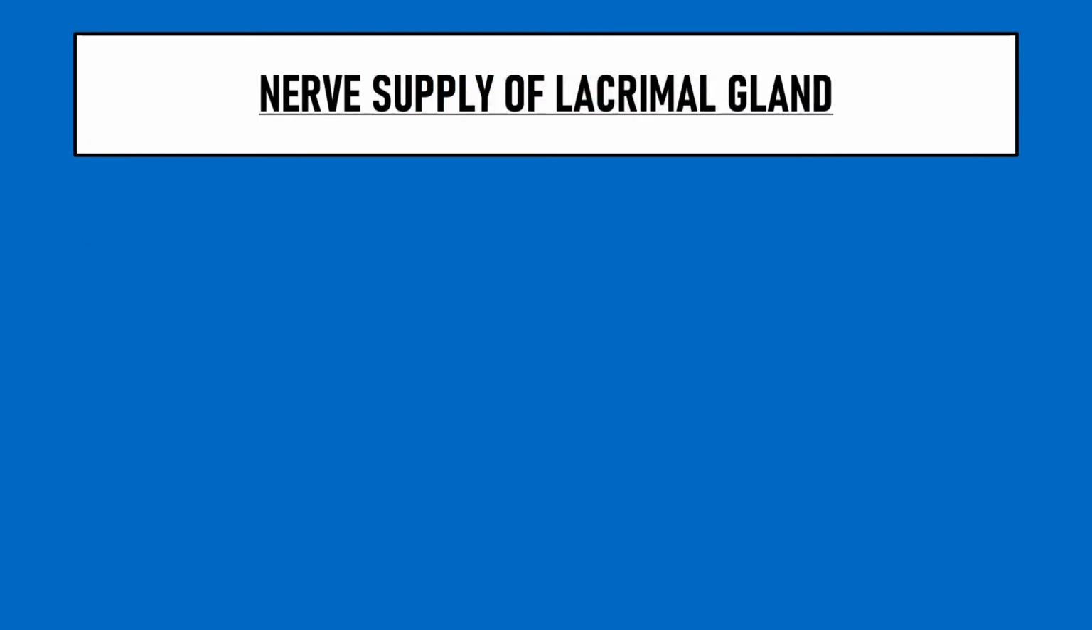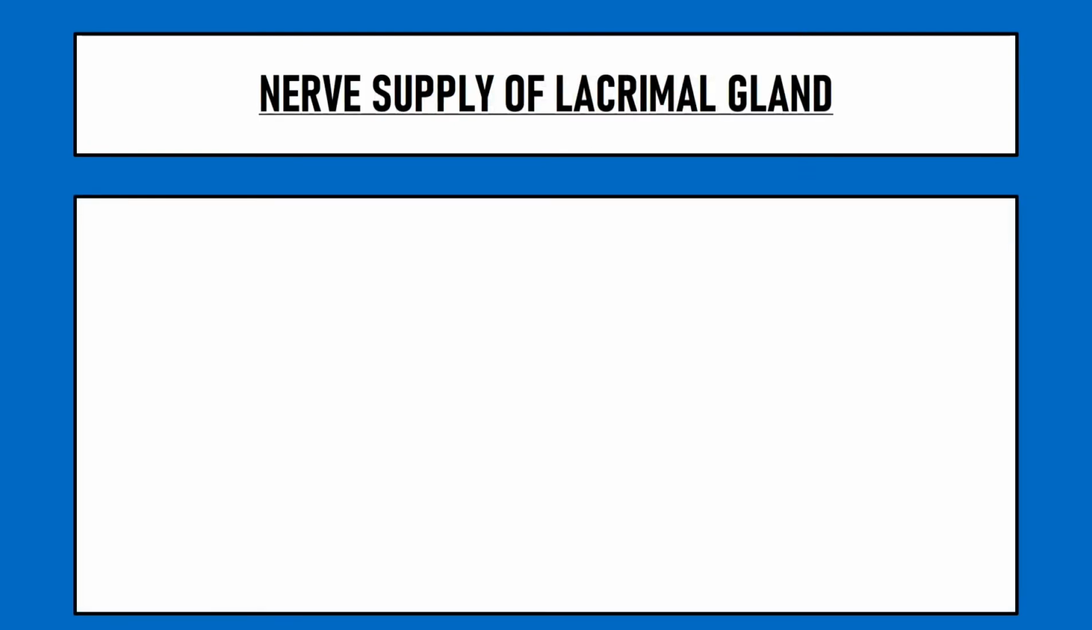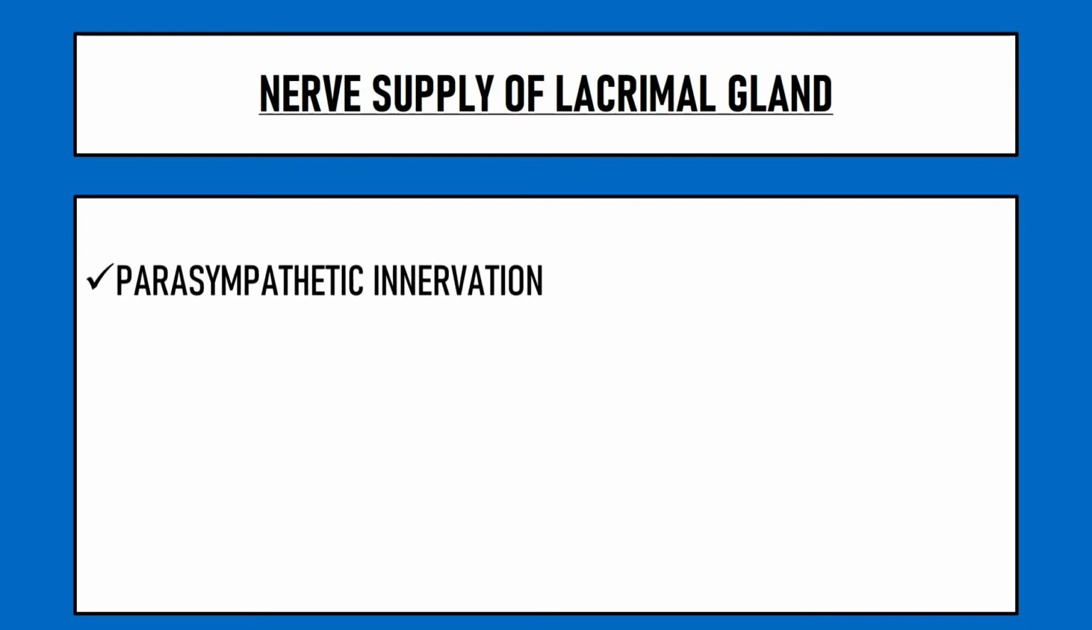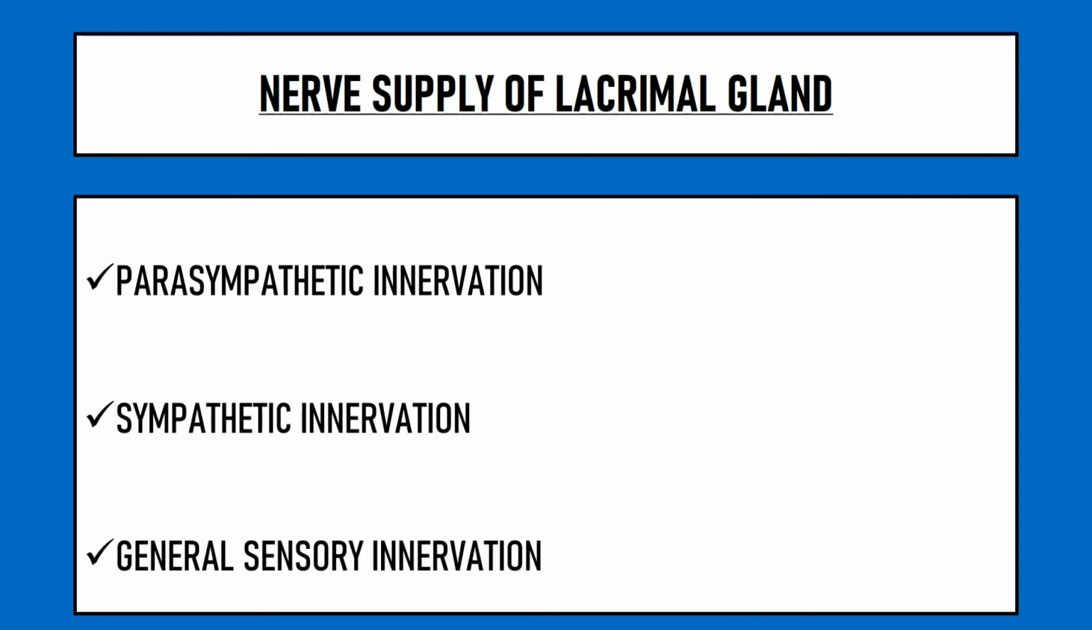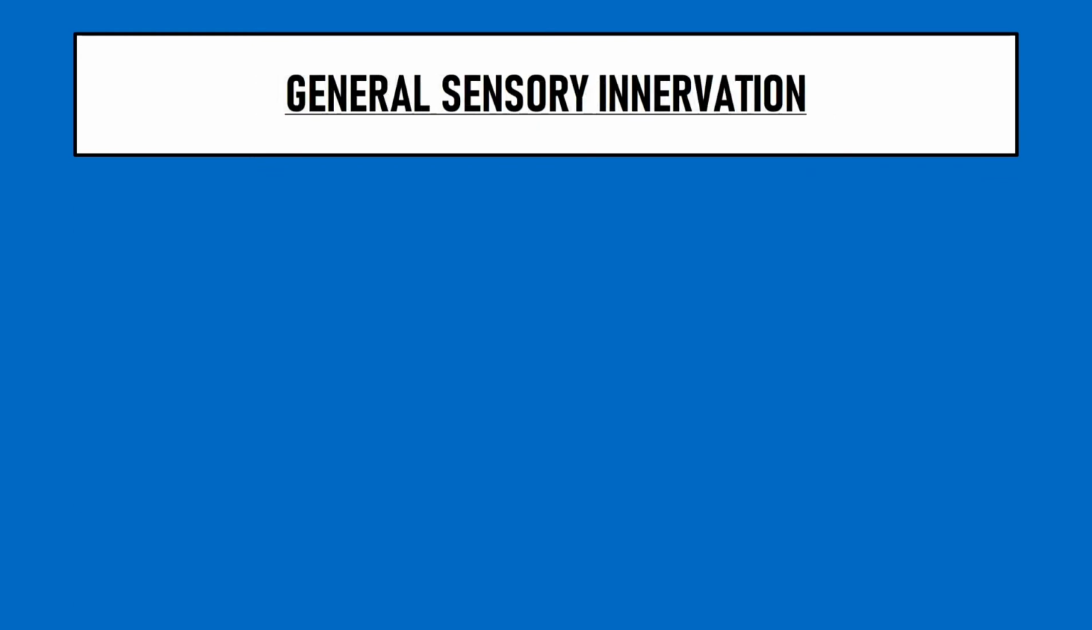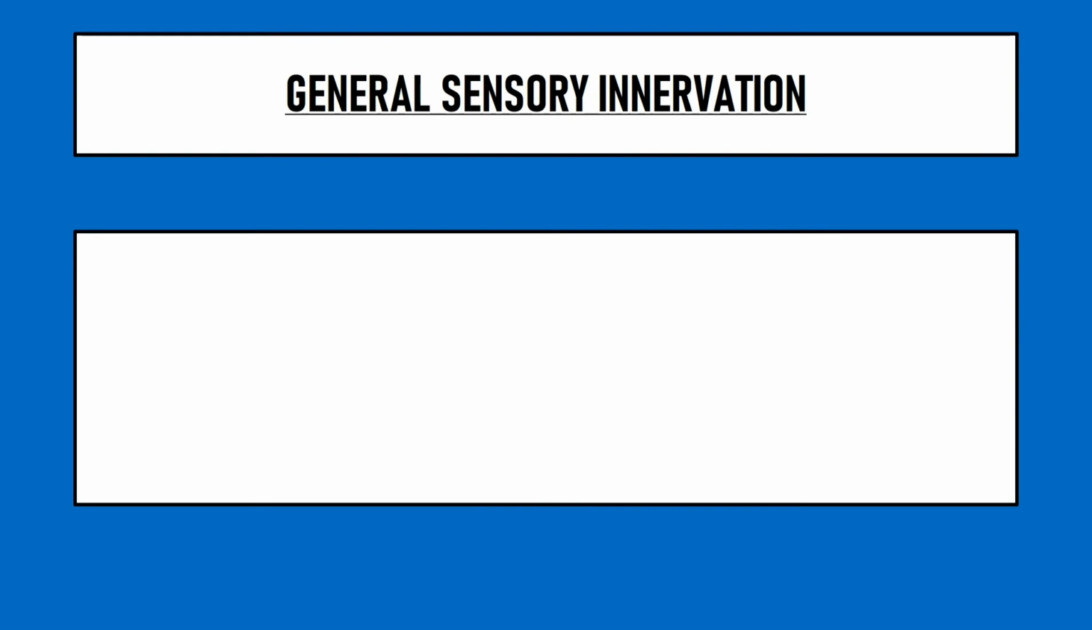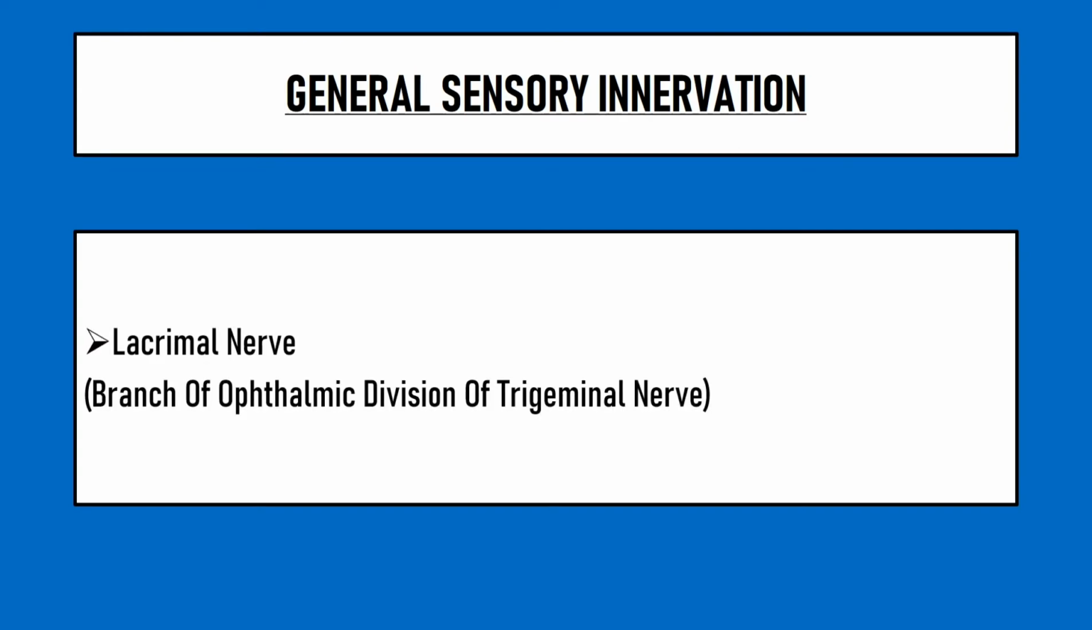Nerve supply of the lacrimal gland. So we will talk about the parasympathetic innervation to the lacrimal gland, sympathetic innervation and general sensory innervation. General sensory innervation is the simplest of them all. Sensations arising from the lacrimal gland are carried by the lacrimal nerve, which is a branch of the ophthalmic division or the first division of the trigeminal nerve.